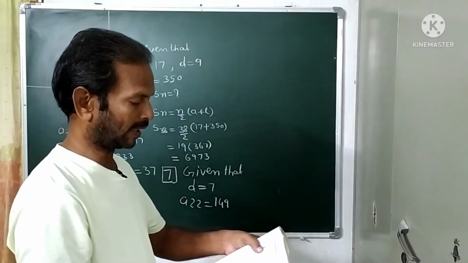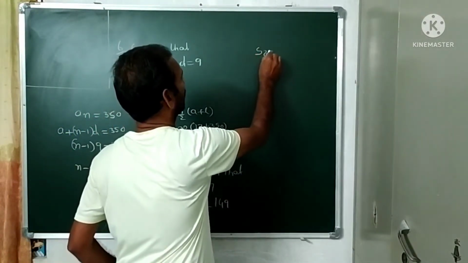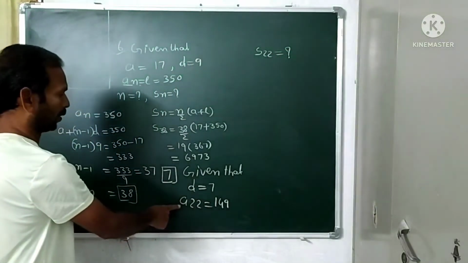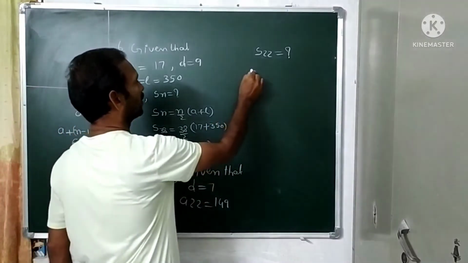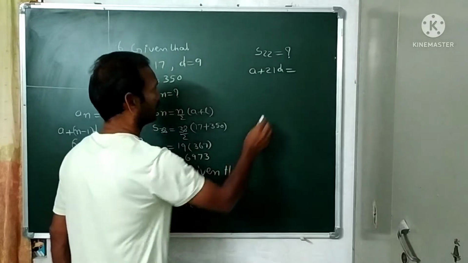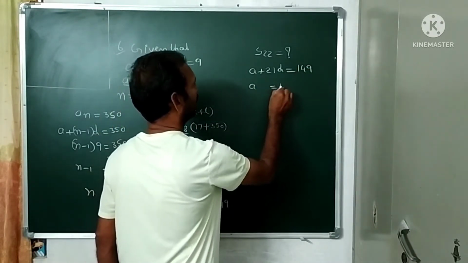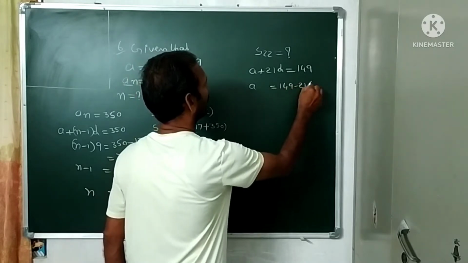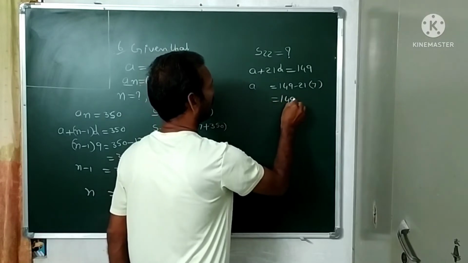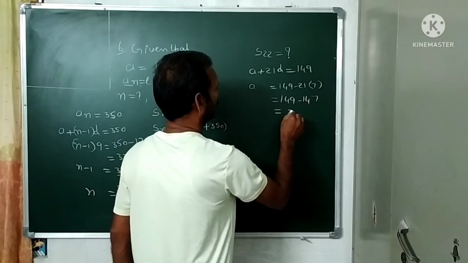What is asked to calculate? Find the sum of the first 22 terms. S22 is equal to question mark. So the A value we don't know. A22 means A plus 21D equals 149. A equals 149 minus 21 times D value 7. So 149 minus 147, that is 2.